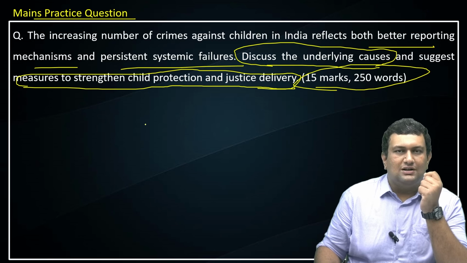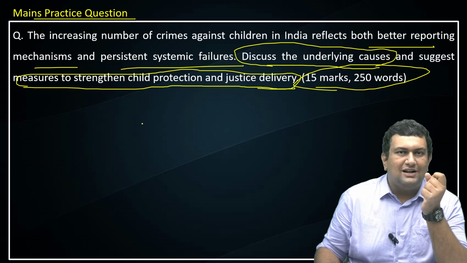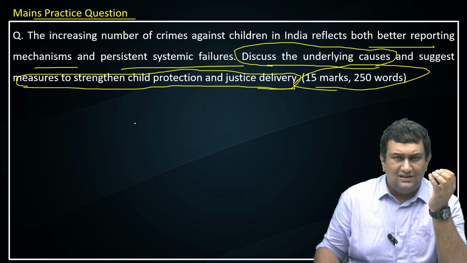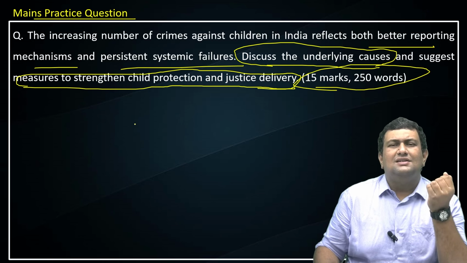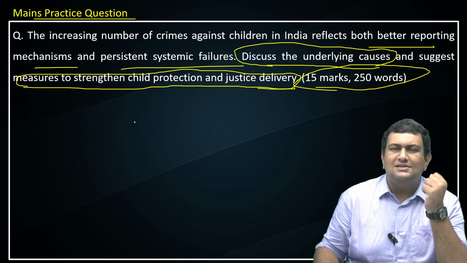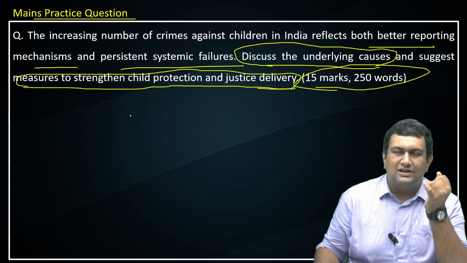So you can give a short intro regarding this NCRB data itself and say that there has been approximately 25% rise in the cases. Then you can directly address the main demand of the question. So first demand is we have to discuss the underlying causes. So what are the reasons? You can talk about the social reasons like poverty, gender, etc.